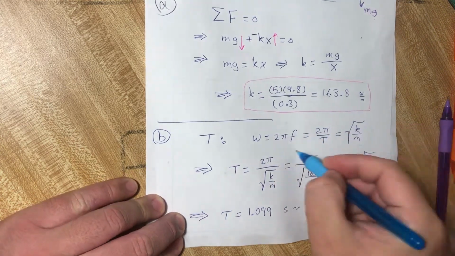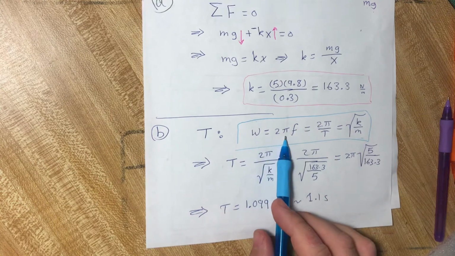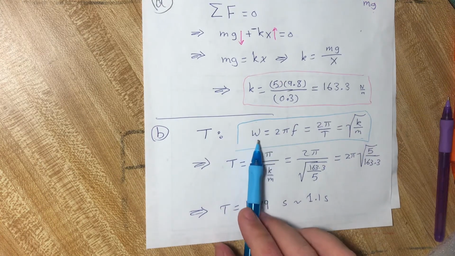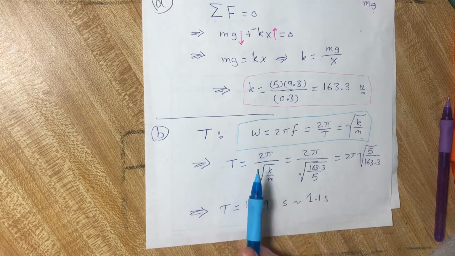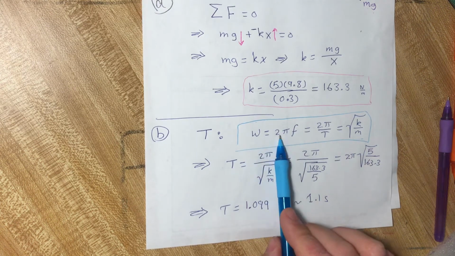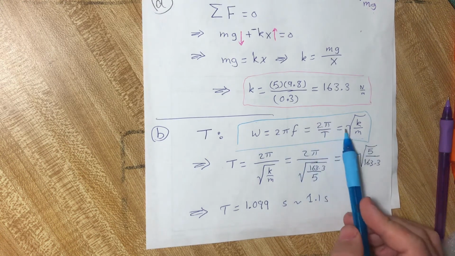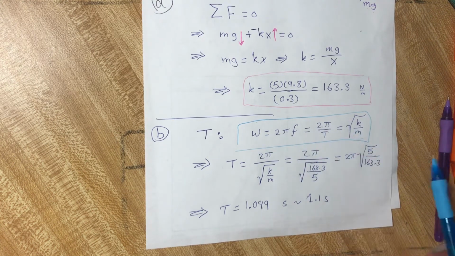Okay, omega is equal to 2 pi f. This is angular velocity or angular frequency, and this is the frequency. It is 2 pi f, which is equal to 2 pi over T, which is equal to the root of k over m. It's simple.